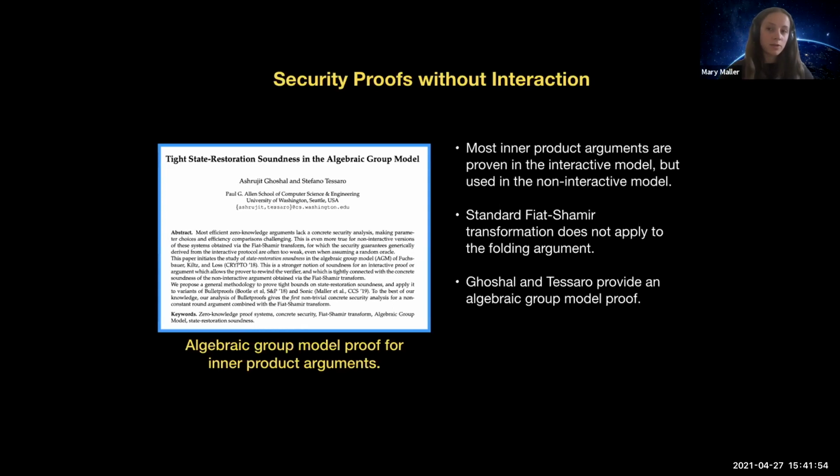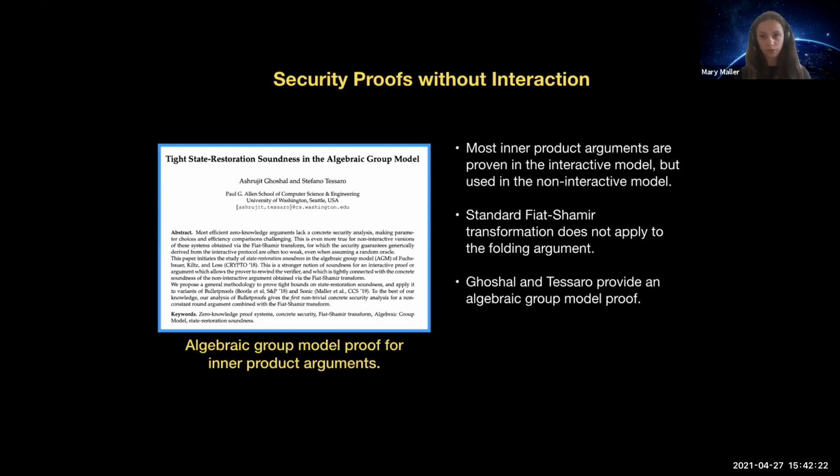All of the schemes I've mentioned so far are proven in the interactive model. And then there's this hand wavy argument which says, and we apply the Fiat-Shamir transformation in order to make the schemes actually okay when we use them in the non-interactive model, which is when everyone would want to use them. The only alternative to this that we are aware of is an algebraic group model proof.